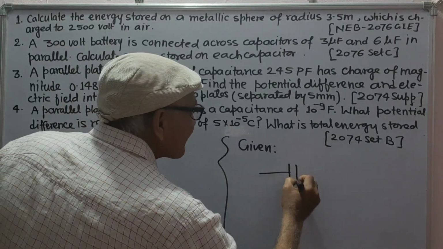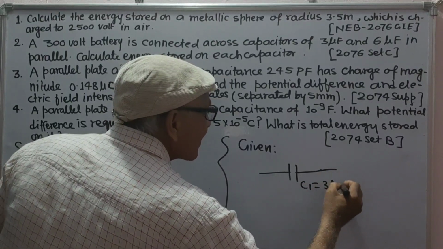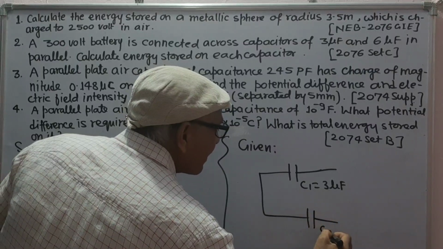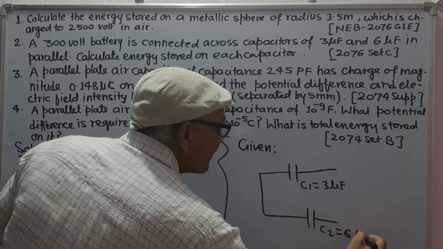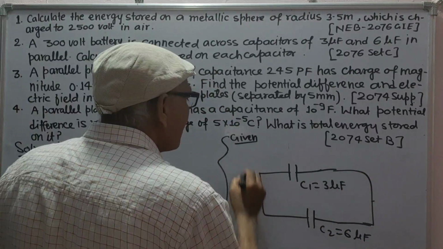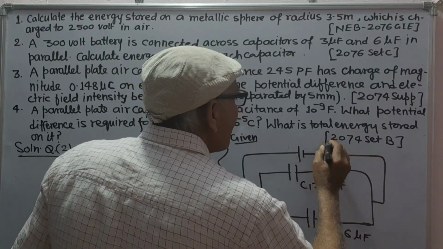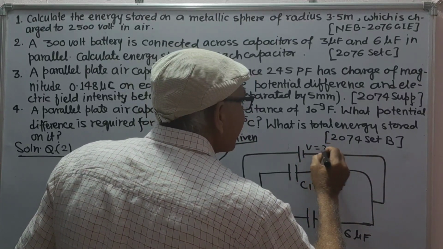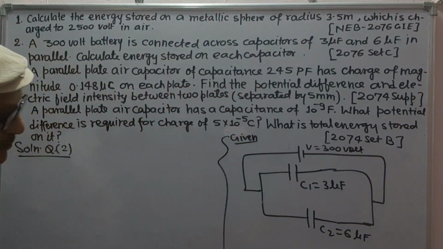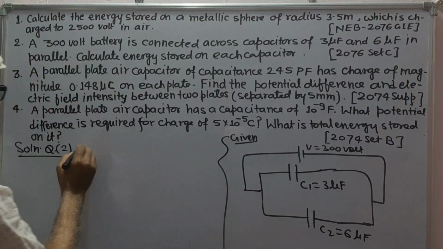These are two capacitors C1 and C2. C1 is 3 microfarad and C2 is 6 microfarad. Both are connected in parallel. V is equal to 300 volt is connected to them. We have to find the energy stored on the two capacitors.